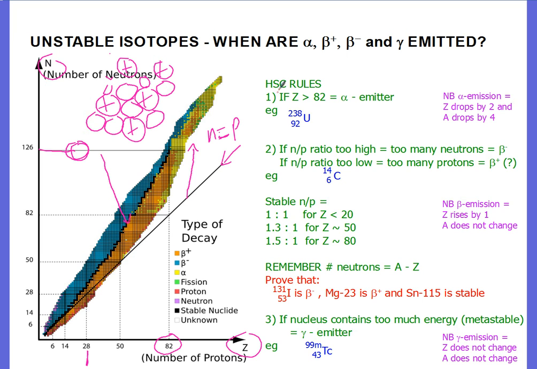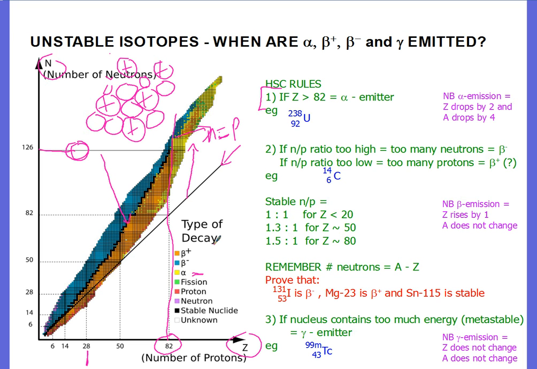Well, first of all, if the atomic number is bigger than 82, they're alpha emitters. And as you can see, here's the 82 line. If we draw that up here, pretty much everything on this side is yellow, which means they're alpha emitters. That's because once you've got more than 82 protons in the nucleus, there is no number of neutrons you can add to make it stable.